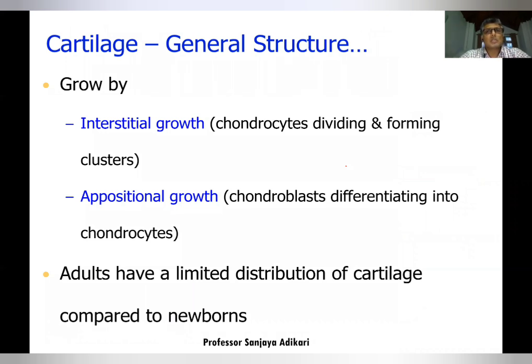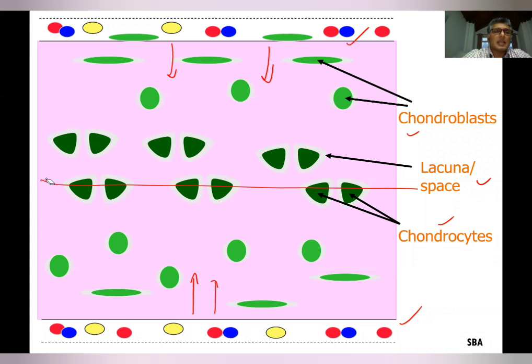Then when it comes to growth of cartilages, there are two ways in which they grow. There is interstitial growth, which means growth from inside, from within. And then the other one is appositional growth, that is from the periphery. Now what happens is, when these cells that are inside the cartilage, the chondrocytes, multiply, then you grow the cartilage from the middle, which is called interstitial growth.